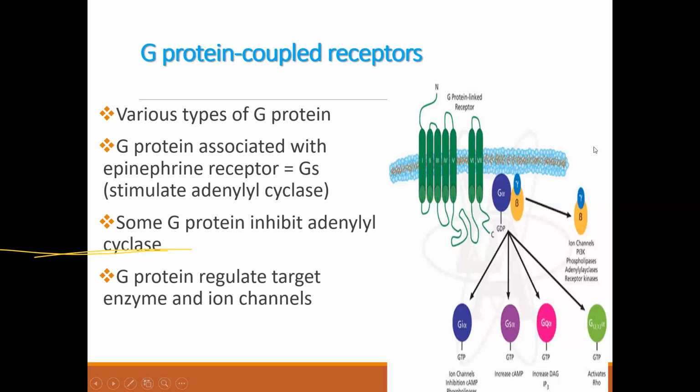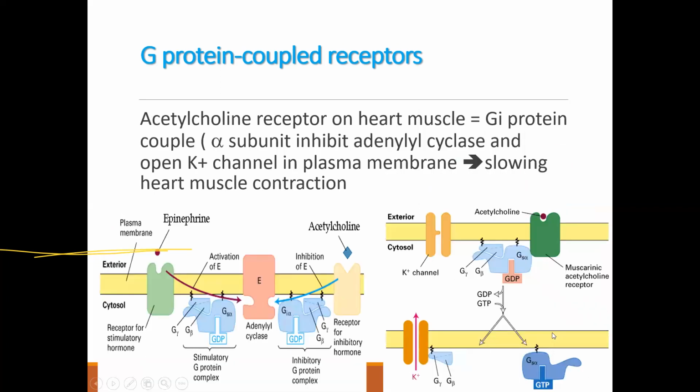For example, in this picture, the G protein can be G inhibit, Gi, or G stimulate, Gs, and also a G protein can be involved in the production of second messengers like DAG and IP3. That is what we call Gq. This is the example of how G protein coupled receptor works. We give the example of the action of acetylcholine as a neurotransmitter. This is the cell. On this cell there are two types of cell surface receptor. The first one is the receptor for epinephrine, and the second one on the right hand side is the receptor of acetylcholine.